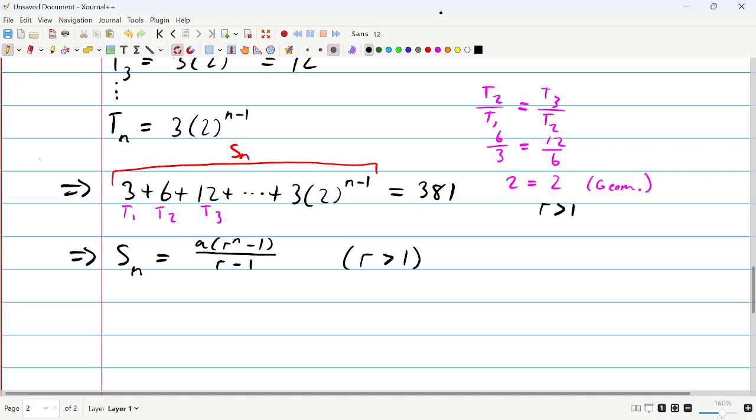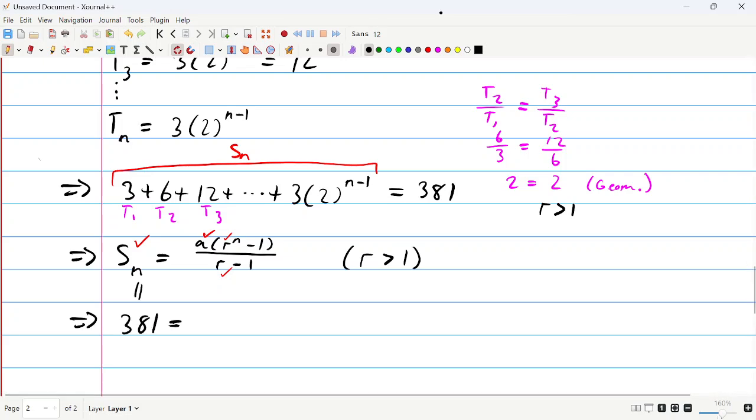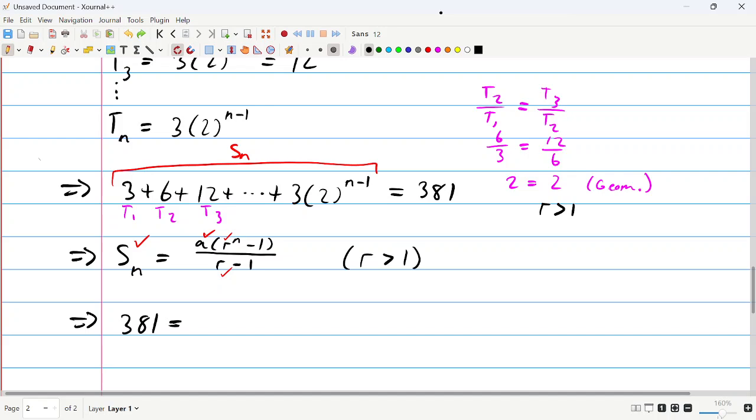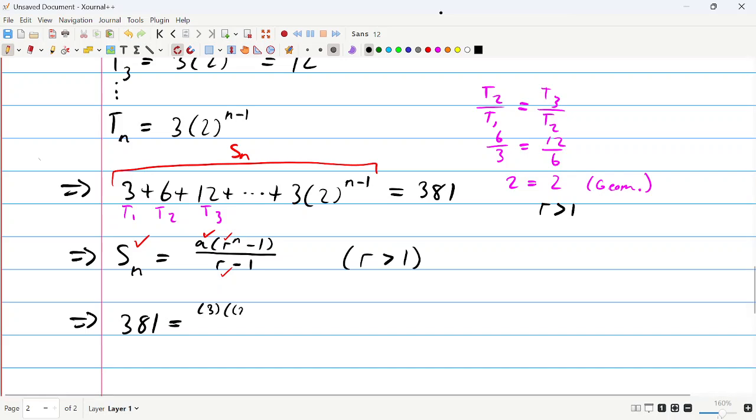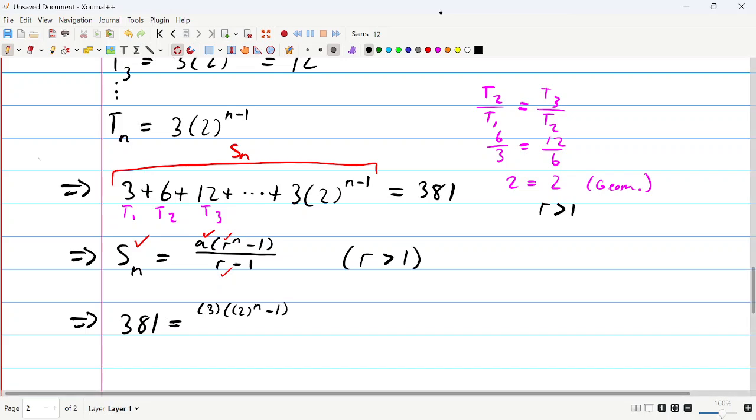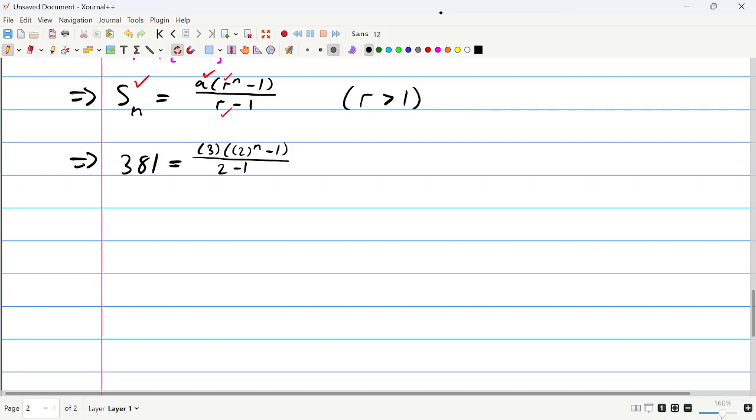But in order to solve for n, we need to see if we have the other parameters. We need to know what a is, what Sn is, and what r is. And we do know what those are. Sn is equal to 381, as we just deduced. So 381 is equal to a, which is 3, the first term, times r, which is 2, raised to the power of n minus 1, divided by 2 minus 1. And then we just keep simplifying.